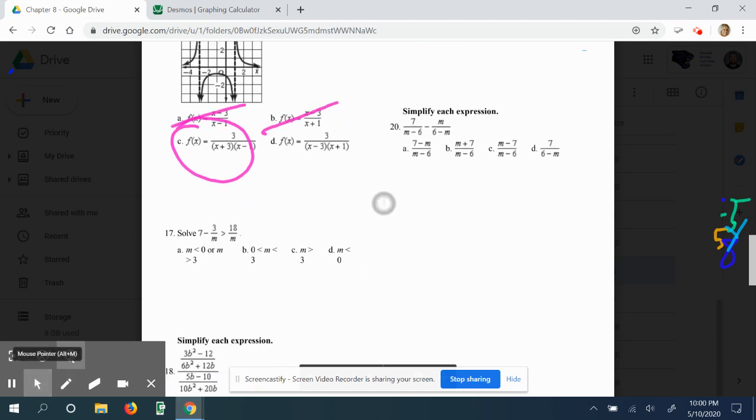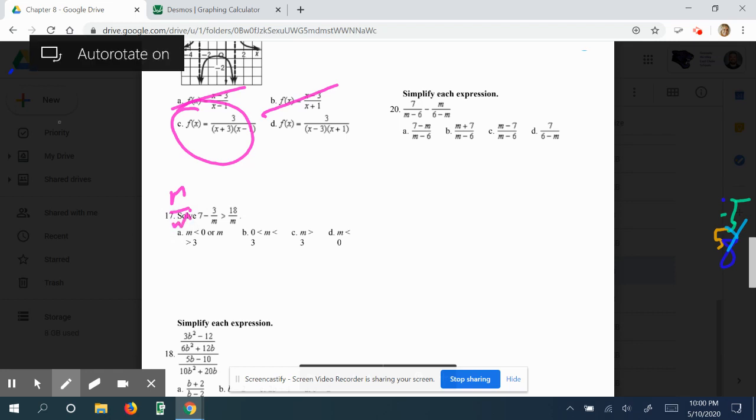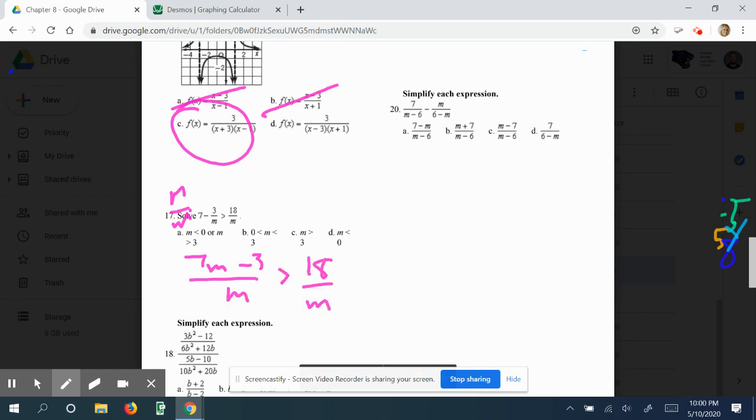Okay, number 17. Solve this. All right, so again, if we want to solve this one, we have to have a common denominator. And so to do that, I'm going to make 7 have an m on top and bottom, right? And so I'm going to get 7m minus 3 over m is greater than 18 over m. Okay, so I'm going to multiply both sides by m. You'll notice the m's cancel out. I get 7m minus 3 is greater than 18.